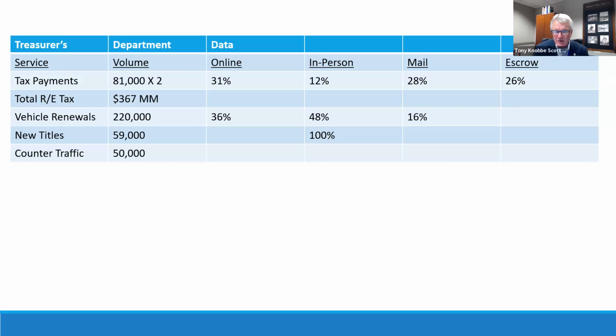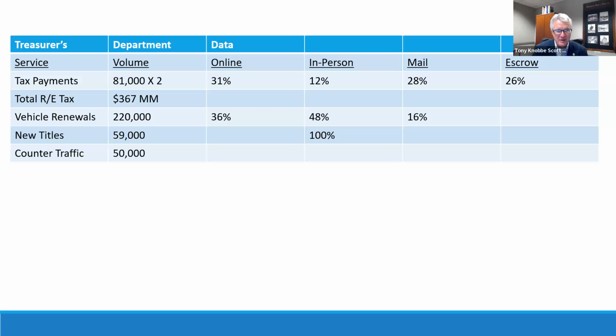The other big part of our business is vehicles. We renew all license plates and stickers and registrations, and we also issue new titles to people retitling a vehicle, purchasing a vehicle, bringing a vehicle into our state for the first time, all those situations. So renewals, about 220,000 of those a year, 36% pay online, which is great. 48% do still come here in person, and 16% by mail. Obviously, you're not paying for vehicles through a mortgage escrow.